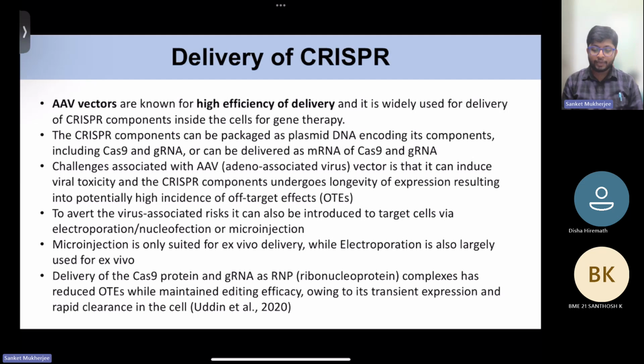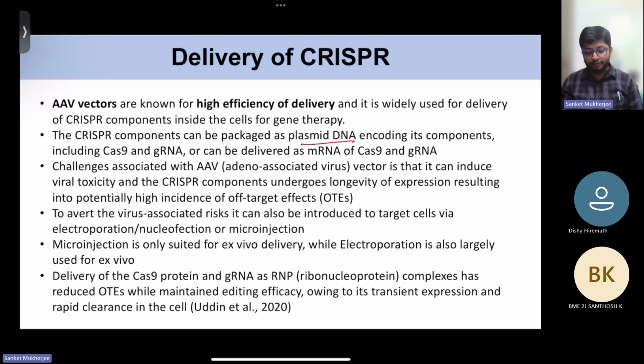They are packaged as a plasmid DNA, and the challenge associated with adeno-associated viral vectors is that it can cause viral toxicity, right? It has a long expression because it has an infectious cycle. It can infect multiple generations, and after a few generations mutations happen, and that causes some off-target effects. So to avert these cons, there are other methods, right?